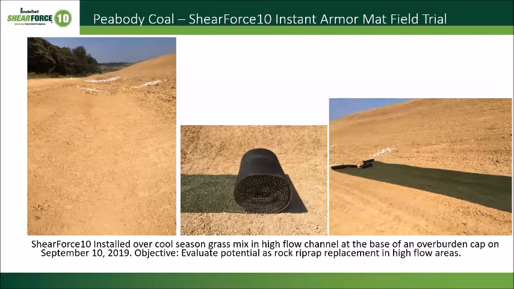If you look off to the right in the pictures, that's a really large overburden cap. And this channel ran right along the perimeter of the cap to drain the cap. The channel itself is on a gradient that ranges anywhere from, I'd say, 3% at the top all the way down to about 8% near the bottom. So it's a fairly steep channel, and it carries a lot of water, as you'll see here in a minute.